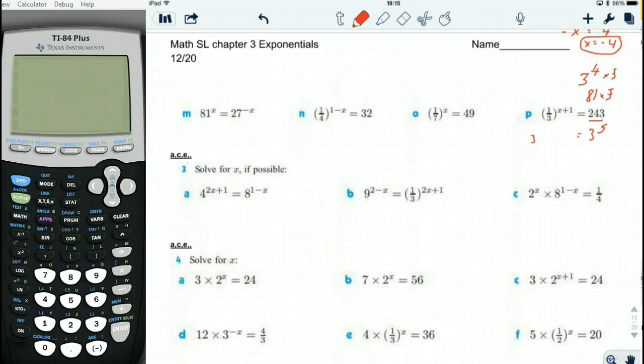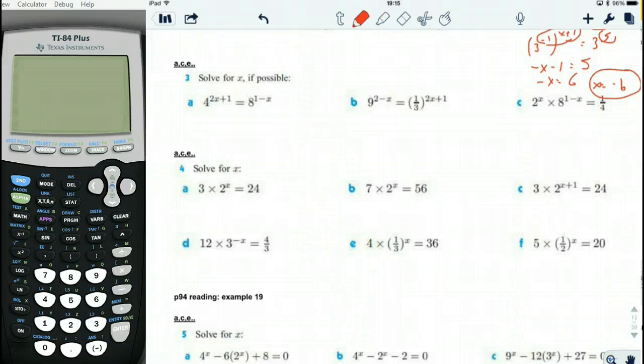The left side is 3 to the -1 to the x plus 1. So we could multiply these two exponents together, so we get -x minus 1 equals 5. So we add 1 to both sides, and we get -x equals 6, and x is equal to -6. Right?